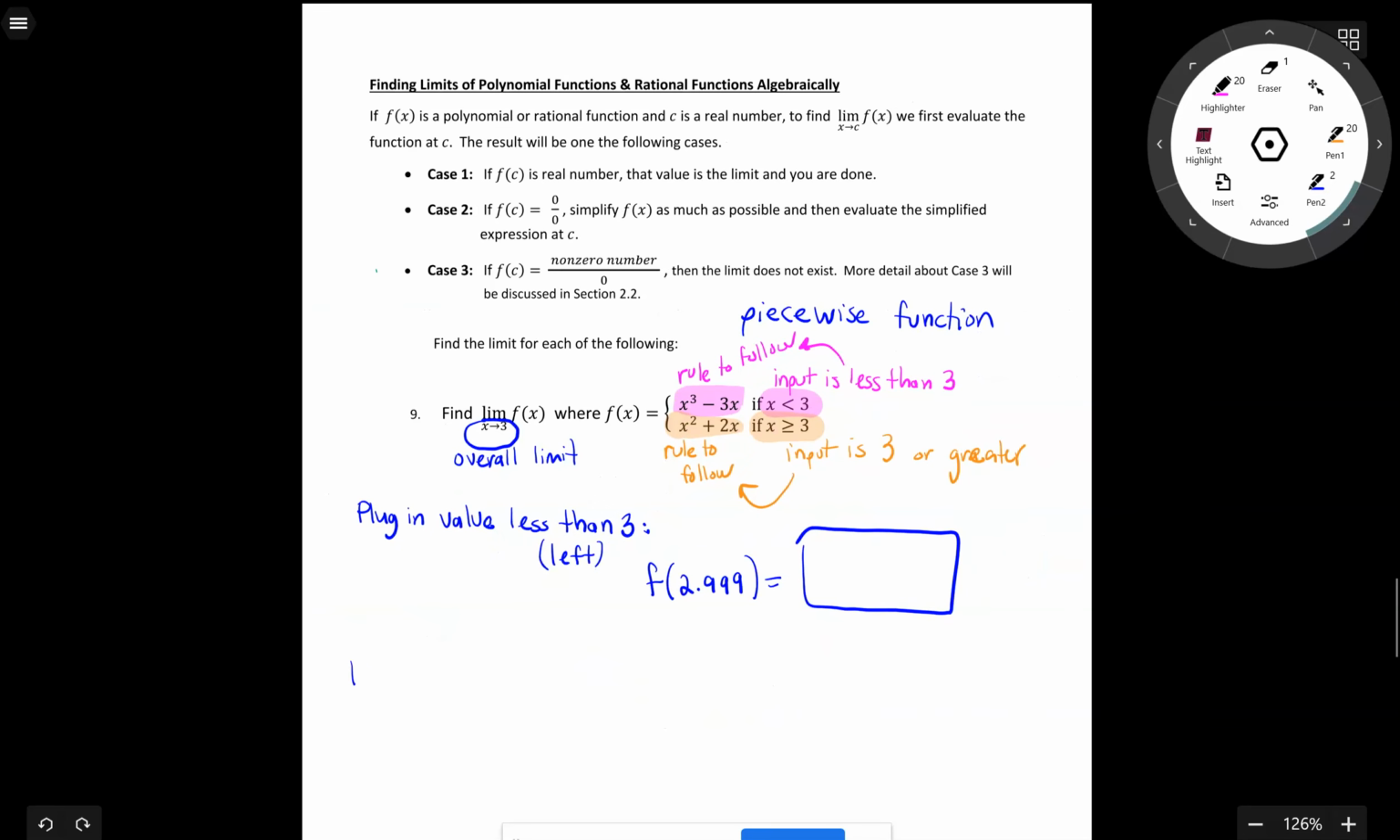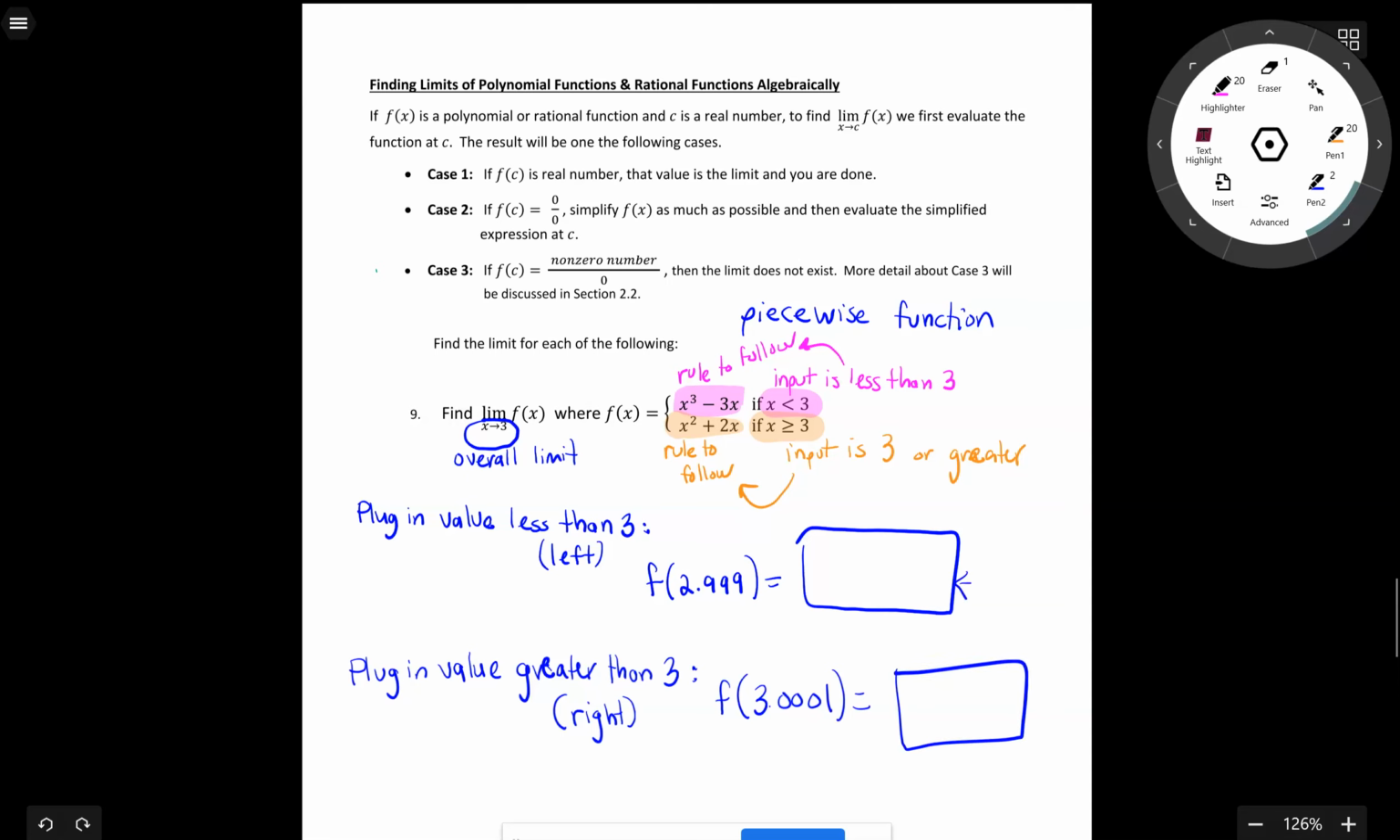And then we're going to plug in a value greater than 3. That's approaching from the right. So we could plug in like 3.0001. And as long as these are really close, they're not going to match exactly, but as long as they're really close, then the limit exists. If they are not really, really, really close, the limit does not exist. And if you're not sure, just plug in something even closer.